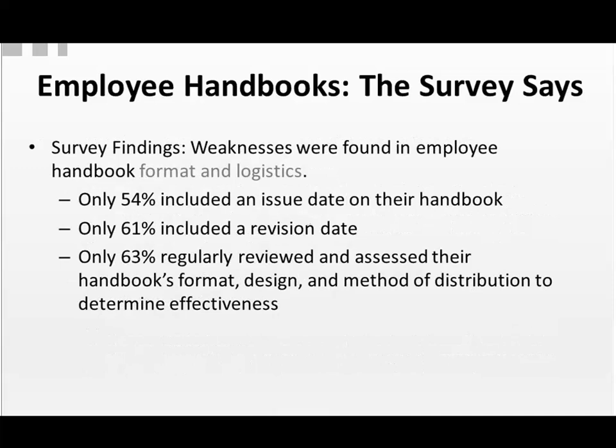We also found weaknesses in employee handbook logistics. Only 54% include an issue date on their handbook. Something we recommend, something we do on all our handbooks, is the date it's finally issued, so October 2018. And that should go on every page, from the front cover to the final page, should have the date that the handbook was issued. It should also have revision dates, and only 61% had revision dates. So where you don't change the whole handbook, but where you revise it because the law has changed or your organization has changed something, that should then go on the page with a revision date.